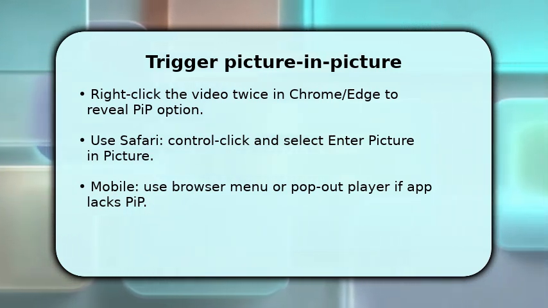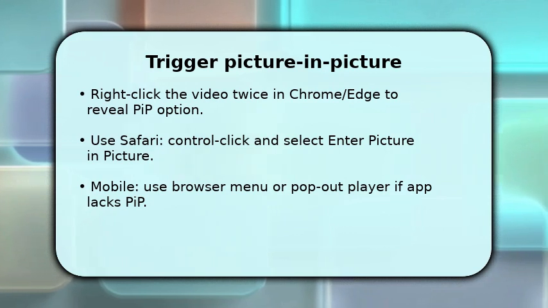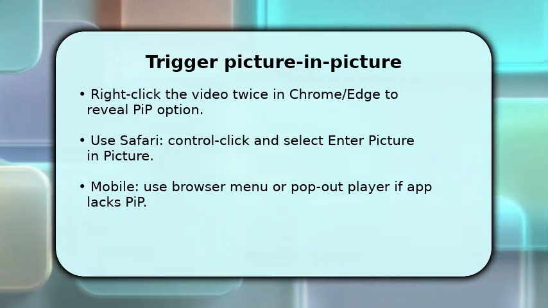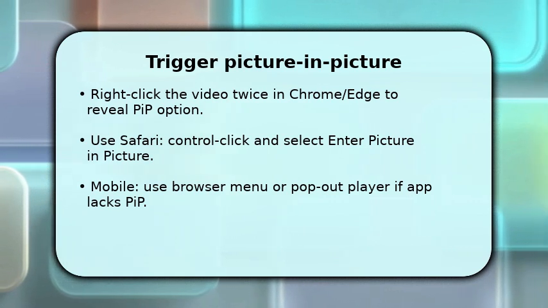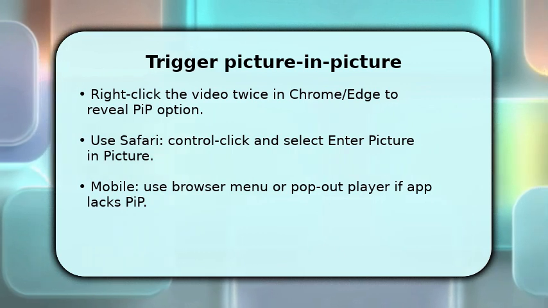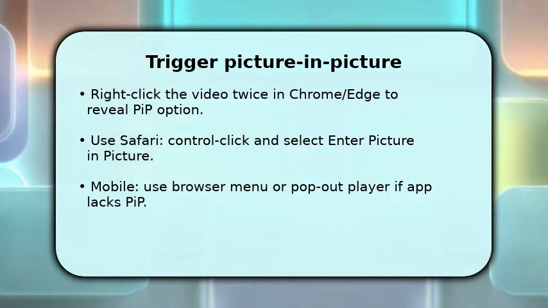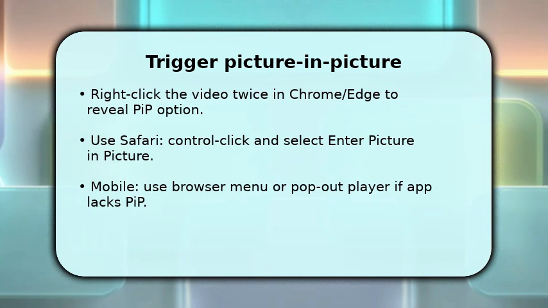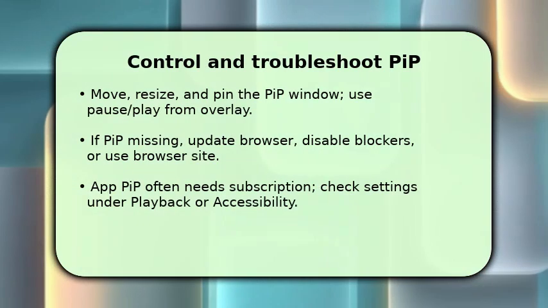In Safari, control-click the video or use the media controls to enter picture-in-picture. On mobile, if the YouTube app doesn't offer PiP, open the site in a browser and use the browser's pop-out media control. This method finished by positioning and resizing the picture-in-picture window to suit your workflow.